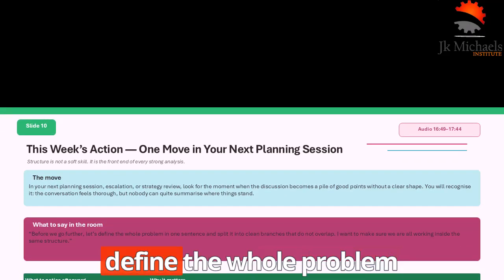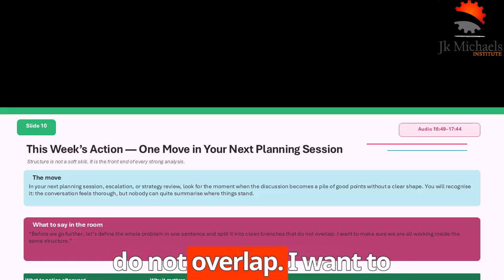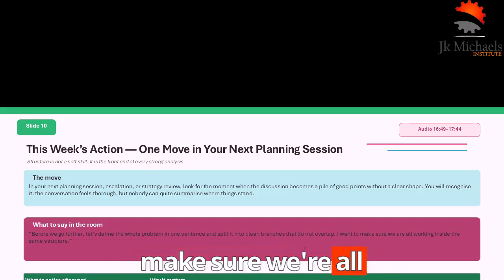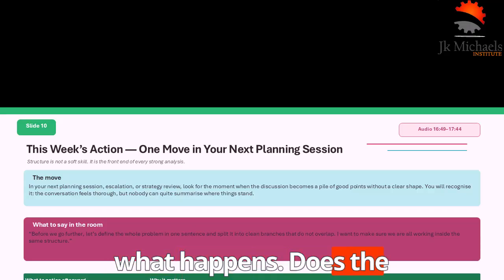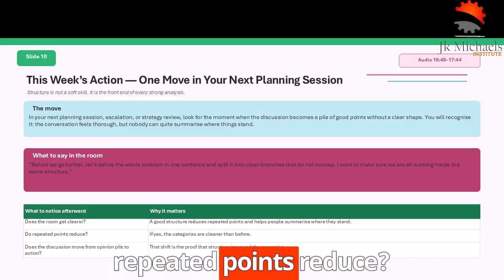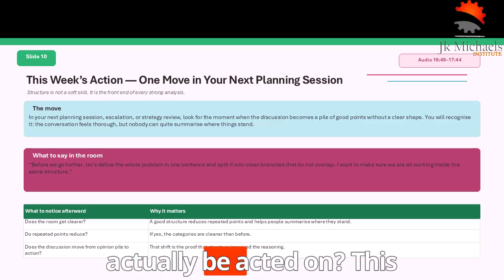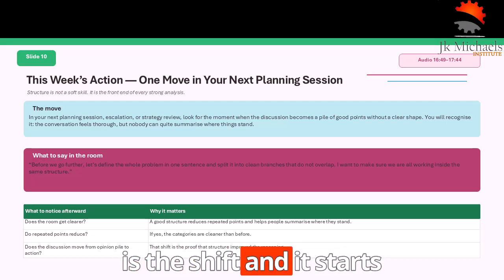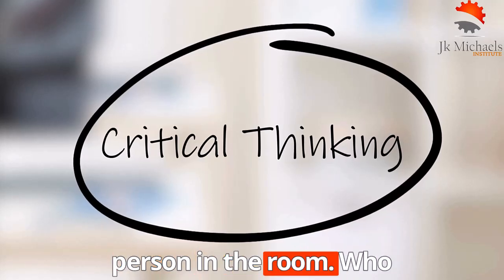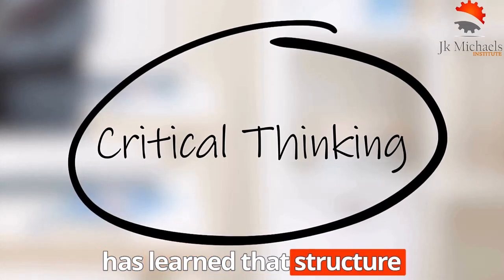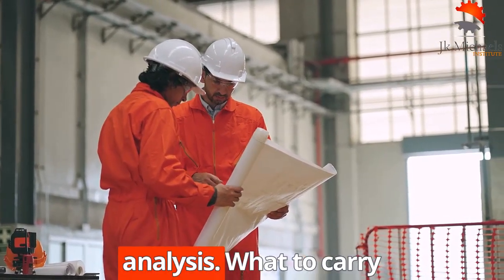Before we go further, let's define the whole problem in one sentence and split it into clean branches that do not overlap. I want to make sure we're all working inside the same structure. Then notice what happens. Does the room get clearer? Do repeated points reduce? Does the discussion move from opinion pile to something that can actually be acted on? This is the shift, and it starts with one sentence, asked at the right time by the right person in the room, who has learned that structure is not a soft skill. It is the front end of every strong analysis.